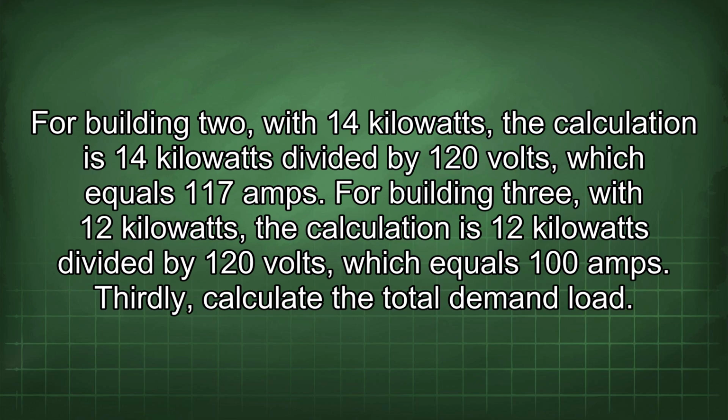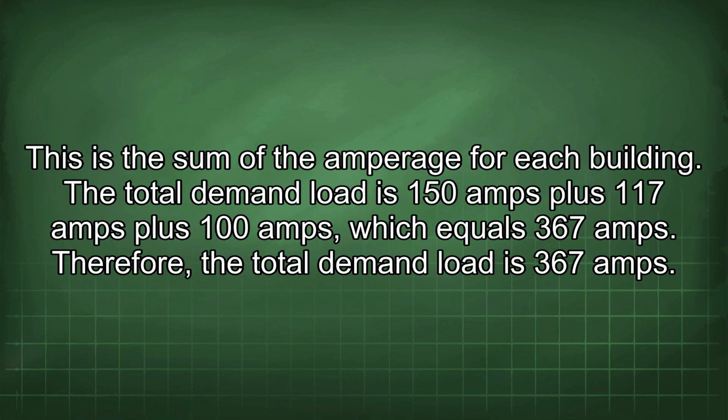Thirdly, calculate the total demand load. This is the sum of the amperage for each building. The total demand load is 150 amps plus 117 amps plus 100 amps, which equals 367 amps. Therefore, the total demand load is 367 amps.